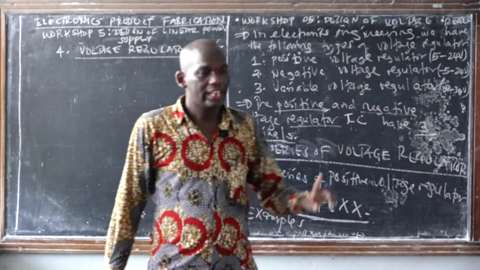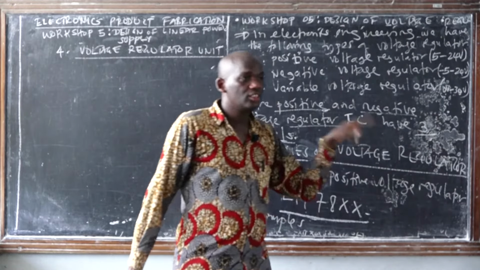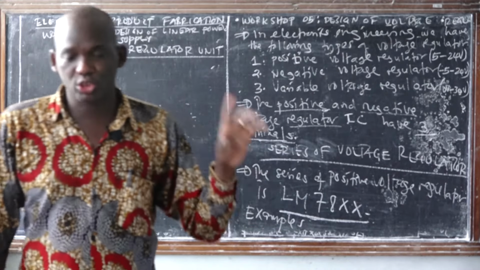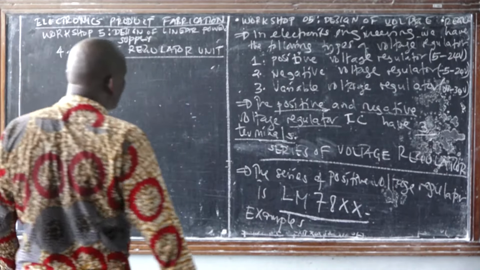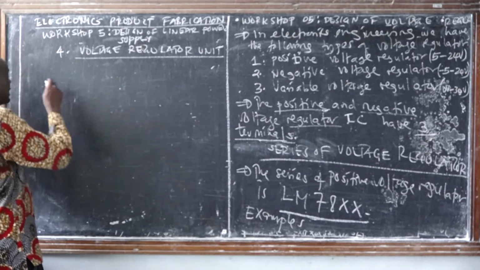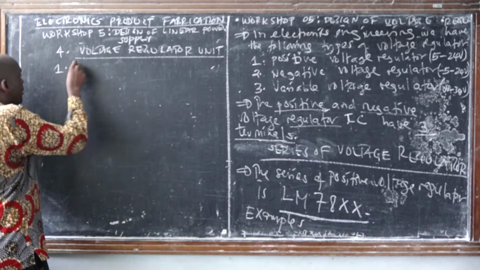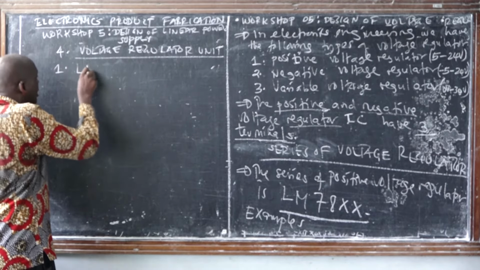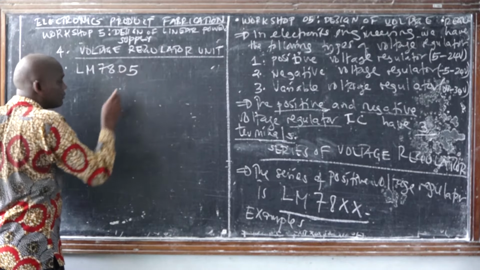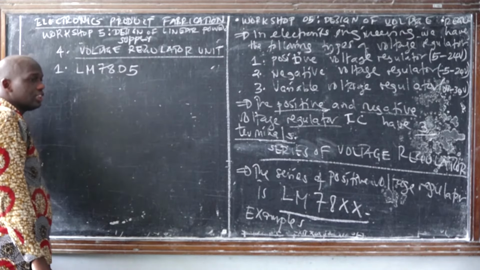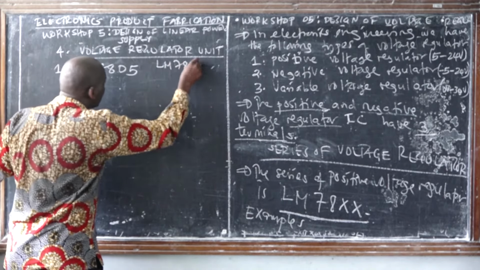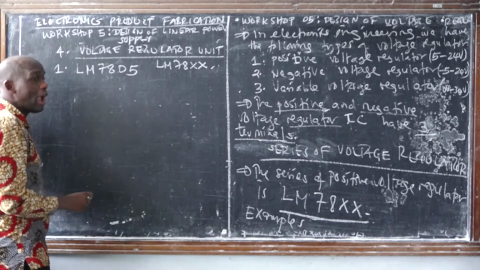A voltage regulator. And this X also depends on the amount of voltage which will be provided by that voltage regulator. So stop writing and look at the blackboard. Let me give you examples and explain the meaning of this series. In electronics, we have a positive voltage regulator which is called LM7805. Remember that the series is LM78XX.